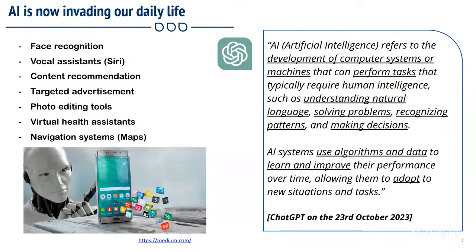We also have a second part of this definition that was proposed by ChatGPT in October 2023. AI systems use algorithms and data to learn and improve their performance over time, allowing them to adapt to new situations and tasks. Here I am underlining the most important things in this definition, which are the use of algorithms and data. AI systems are not about algorithms only, it's also about data, and we'll see how we tackle this in our research. The idea is to make these systems learn and improve as they adapt to new data and new situations.